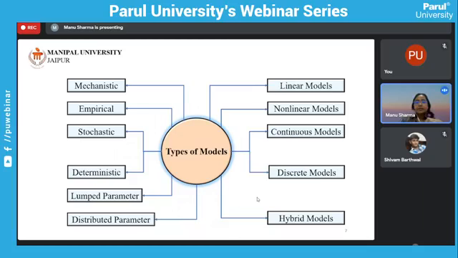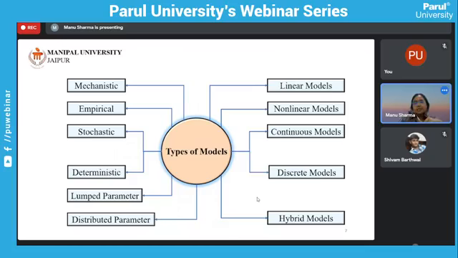Lumped parameter and distributed parameter models. A lumped parameter model is one in which we generally do not consider the spatial variations. However, in distributed parameter models, we do consider the spatial variations. We will discuss these in some detail in the coming slides. Both these models will contain different sets of equations, and accordingly the simulation strategy will be decided.